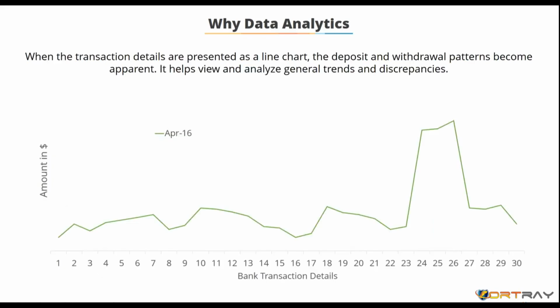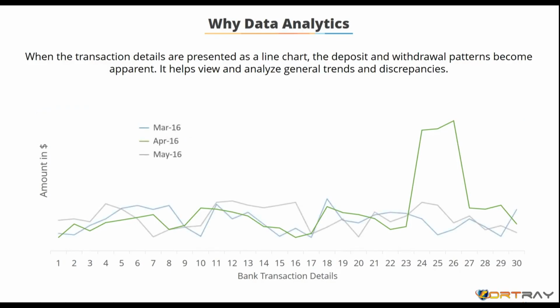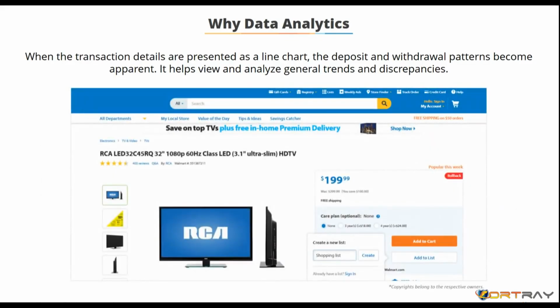But the moment you present the same data as a line chart, you can easily spot the overall transaction pattern. If you compare this pattern over a period of 3 months, you can also spot if there is a shift from the regular pattern. Here, you can see that there is an unusual spike in the spending pattern of the user between the 24th and 26th of April. This kind of data analysis is what alerts banks to instances of identity theft or fraud. For e-commerce websites, analyzing buying patterns of users can help them understand what kind of customers are more likely to buy a certain type of product. This is how data analysis makes your data work for you.